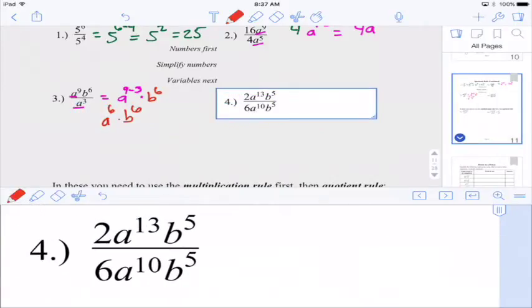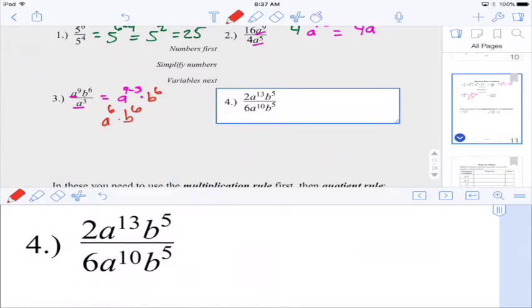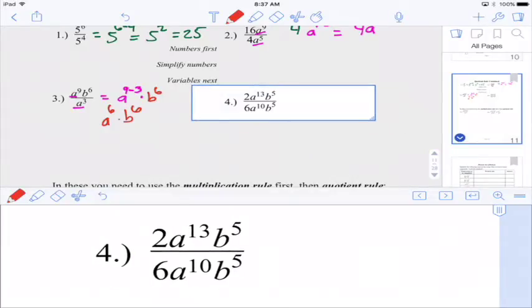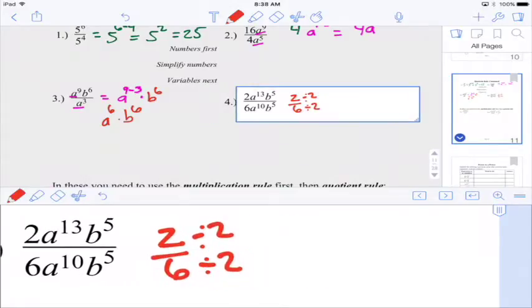Number 4. We're going to divide our numbers first. Well, 2 divided by 6 is a fraction or decimal, so I'm going to simplify it. I can divide both 2 and 6 by 2. So this is 1/3.